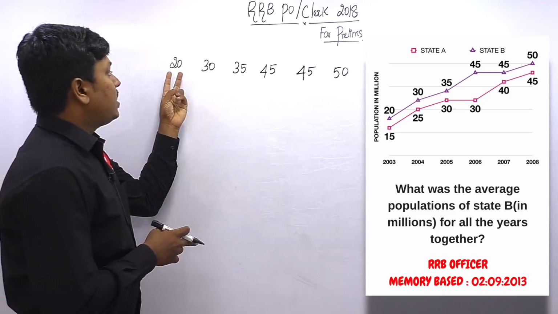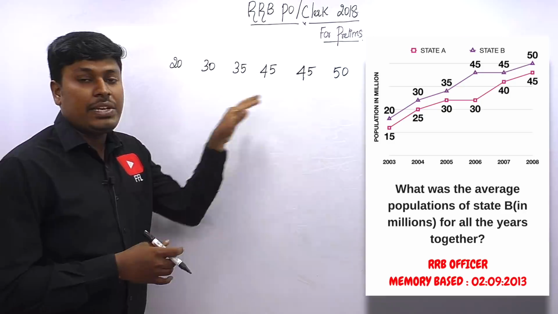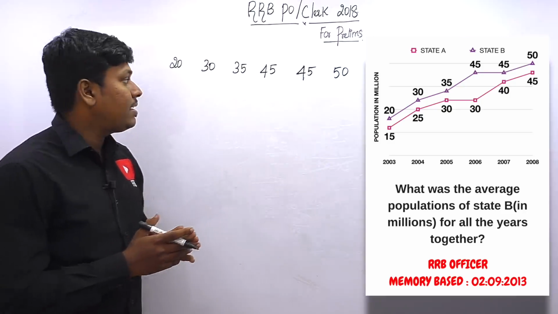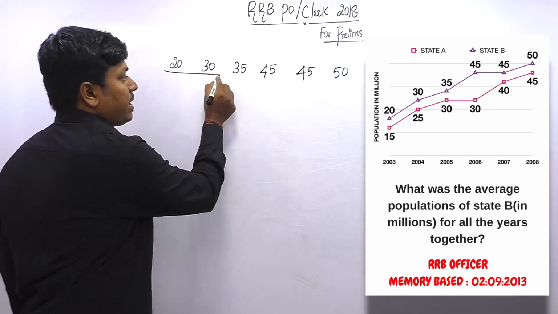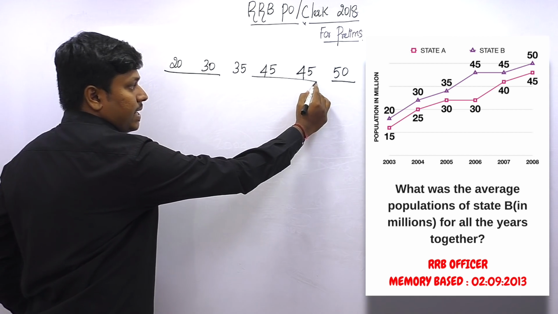And we know that in 2003 the population was 20 million, then 30 million, 35, 45, 45 and 50. We just need to add and find the average, right? So 30 plus 20 is 50. So 50, 100, 45, 45, 90, 190.